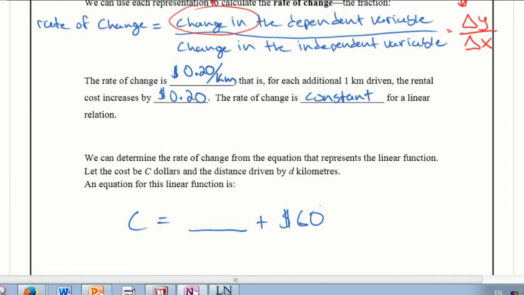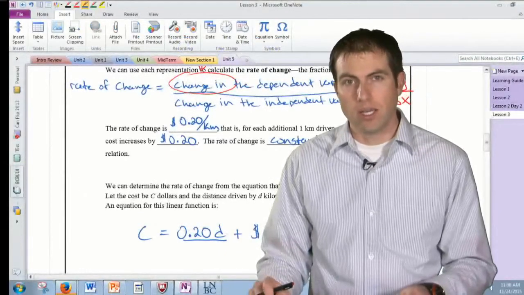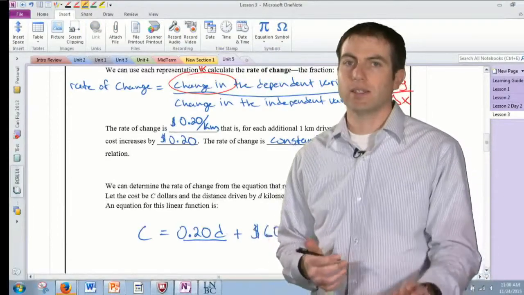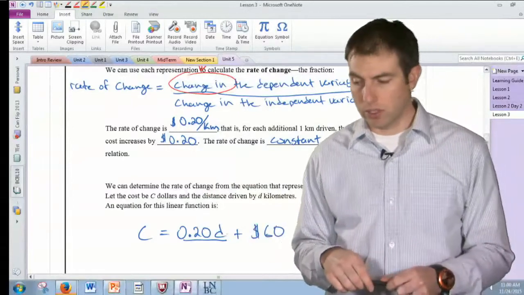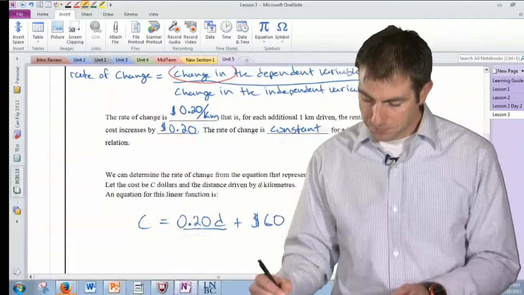Up above we said each kilometer costs us 20 cents. If we drove 100 kilometers, it would cost us $20. So the rate of change goes right here, and it's 0.20 times the distance. So 20 cents times the distance. If the distance is 100, it's $20. If the distance is 1 kilometer, it's 20 cents. Doesn't matter what the distance is, this equation will tell us how much it cost to rent the car. We always like to come up with an equation, and once we get into the next unit, we'll spend lots of time talking about how to come up with these equations. But for now, you'll have to trust me.